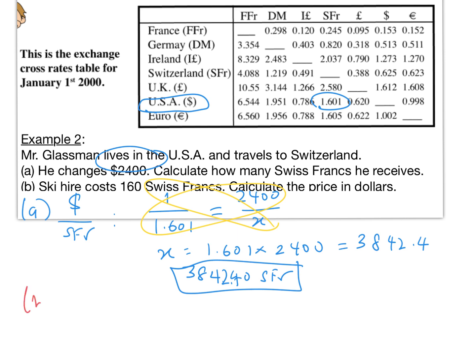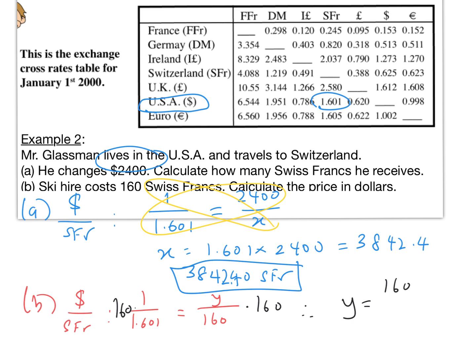For part B, ski hire costs 160 Swiss francs. Calculate the price in dollars. I'm going to use the same ratio here, 1 over 1.601, and I have 160 in the denominator and y here. To solve this is easier. So I multiply both sides by 160. Therefore y equals 160 divided by 1.601, and I get 99.94. So it will be $99.94.